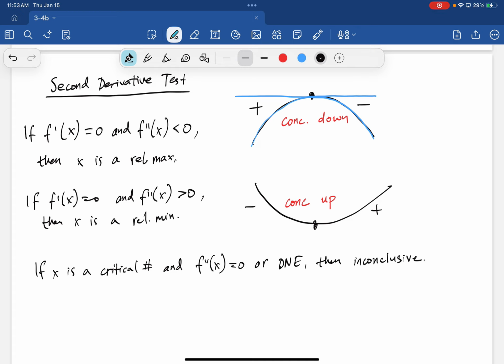Any questions? So to reiterate, for the second derivative test, we just check to see where our critical points are first. That'll tell us where our possible maximums and possible minimums are. And then, based on whether the second derivative is positive or negative, we can determine whether that point is a relative maximum or minimum. Wouldn't it always be positive because it's 0?